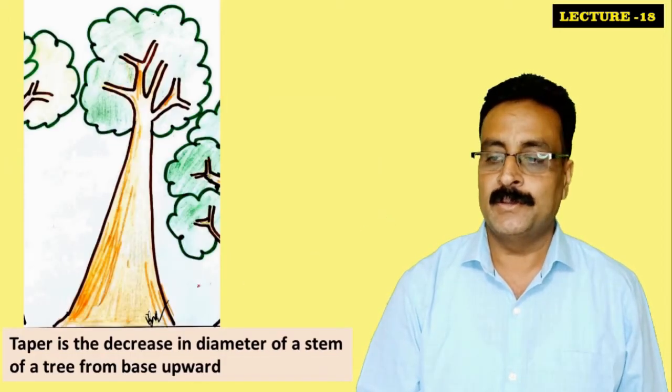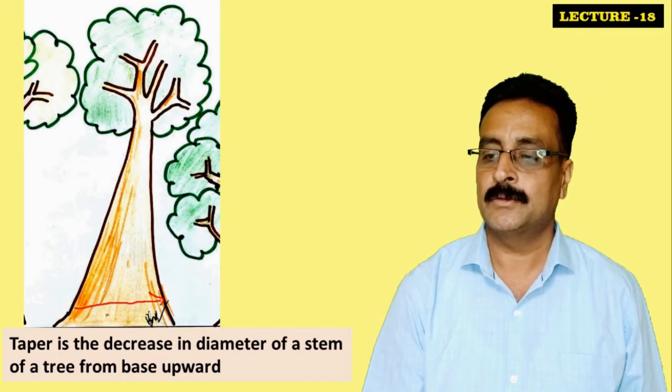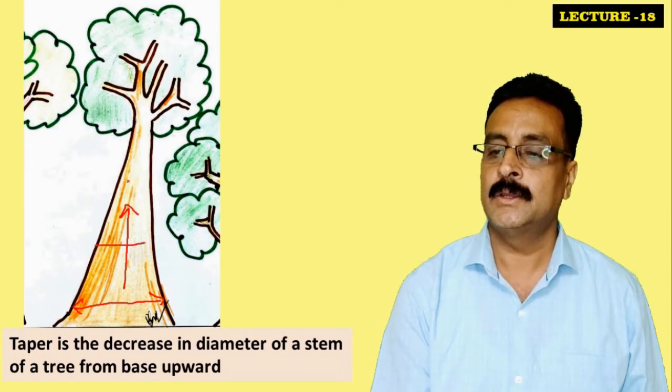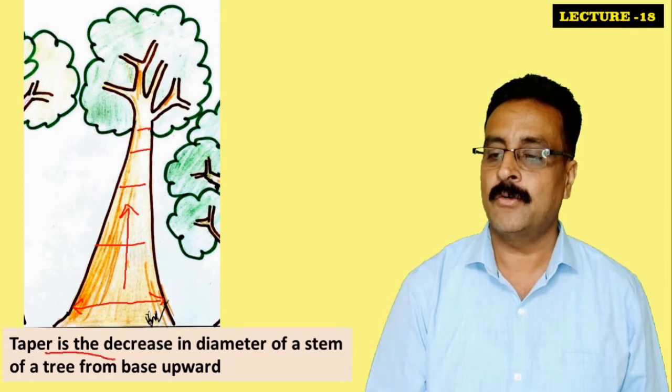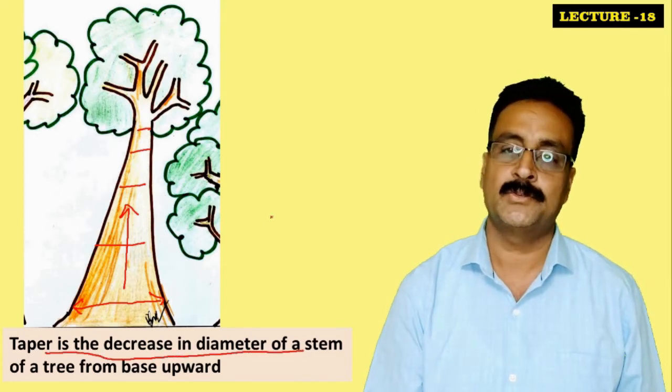So taper is the decrease. You can see it is a decrease in diameter. Here the diameter is good enough. As we go to the top, the diameter slowly decreases. So taper is the decrease of diameter of a stem as we go from the base of the tree upward.